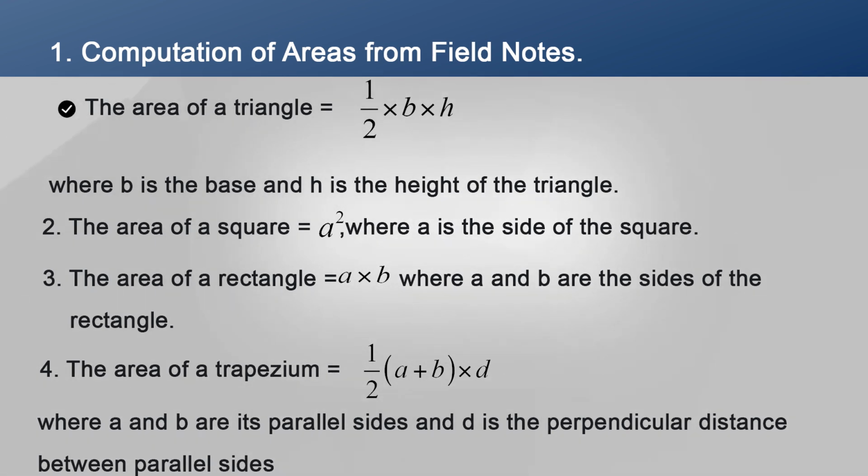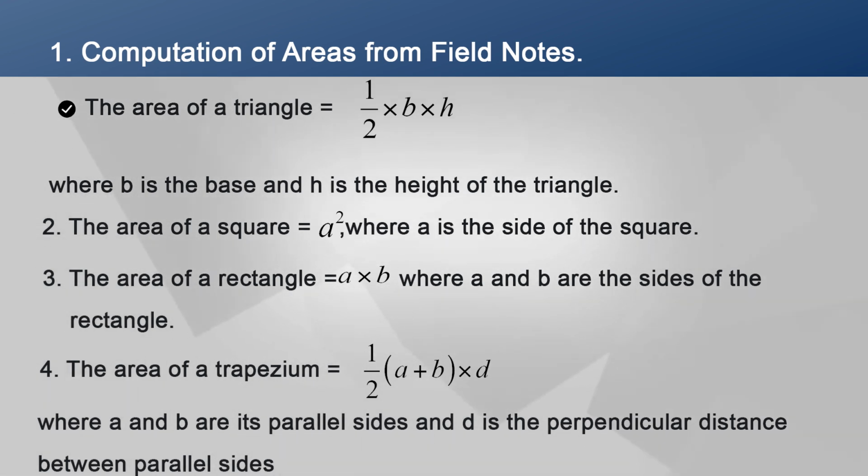What is the formula for the area of a trapezium? The formula for the area of a trapezium is half into (A plus B) into D, where A and B are its parallel sides and D is the perpendicular distance between the parallel sides. You know that in a trapezium there are two parallel sides, so A and B are the lengths of those parallel sides, as you can see in this particular figure.